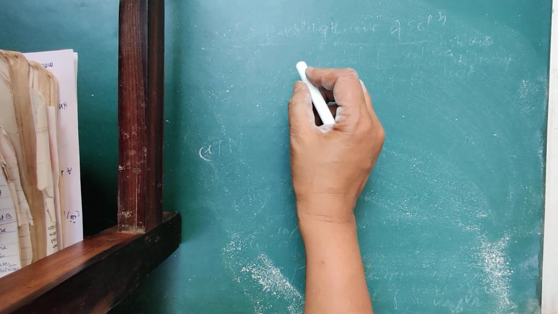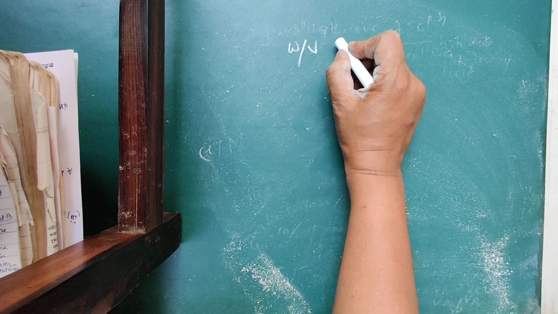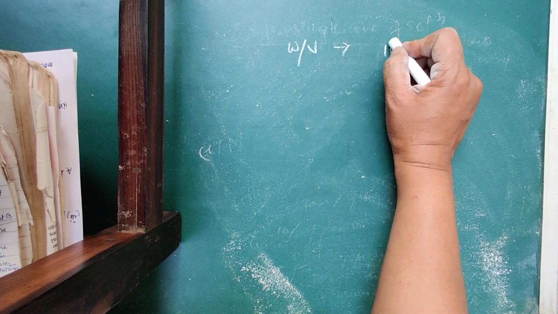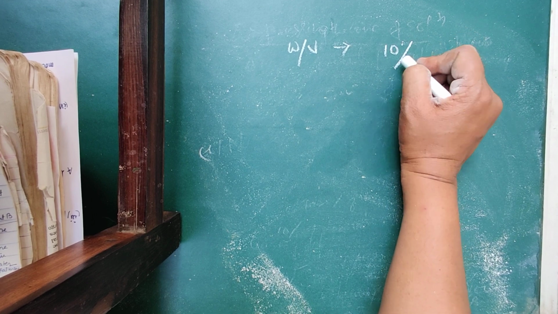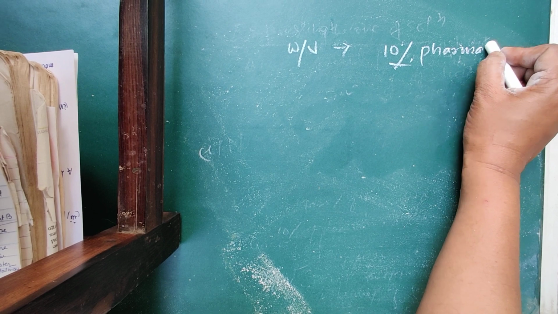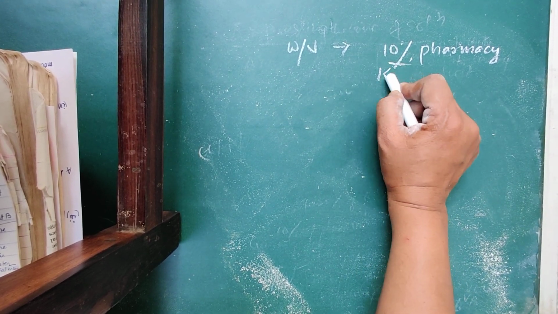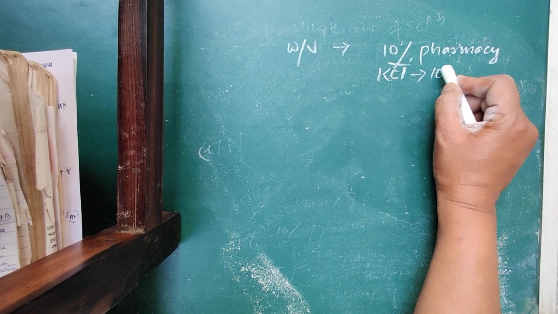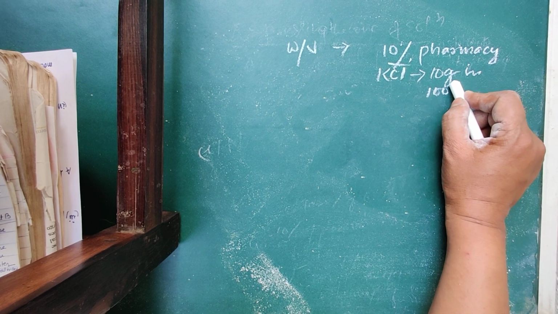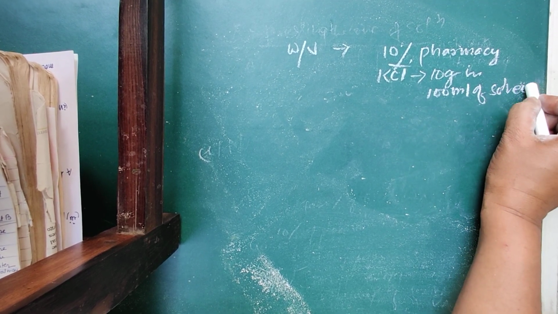Concentration can also be expressed as mass percentage as W by V, that is weight by volume. So this is used in pharmacy and medicine. So 10%, suppose you say KCl, it will be 10 gram of KCl in 100 ml of solvent.